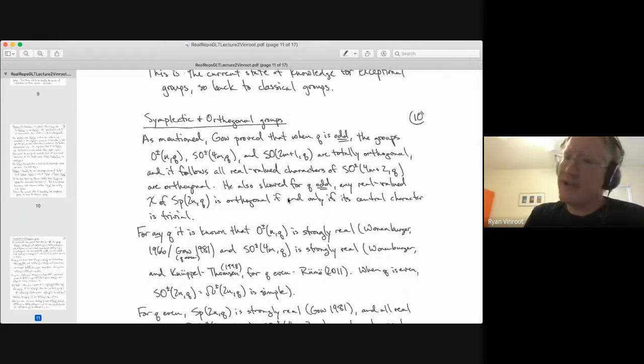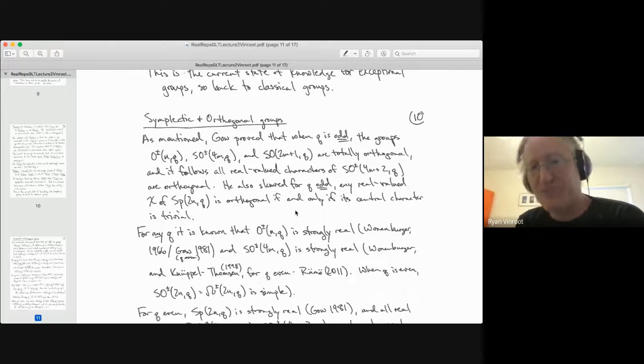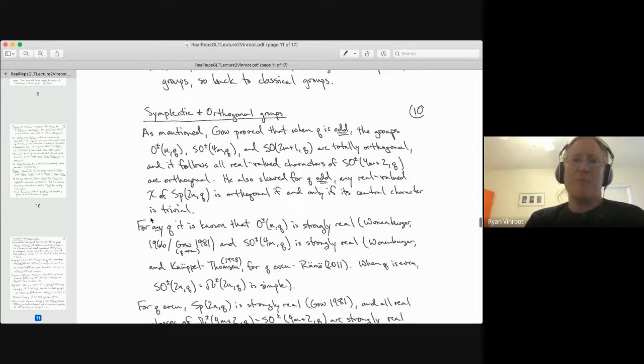So Gao, as I've mentioned several times, when Q is odd, all of these special orthogonal groups and orthogonal groups are totally orthogonal. And when you have dimension 4m plus 2, all of the real valued characters are orthogonal. And when Q is odd, any real valued character of the symplectic group is orthogonal if and only if the central character is trivial. So just to remind you of that.